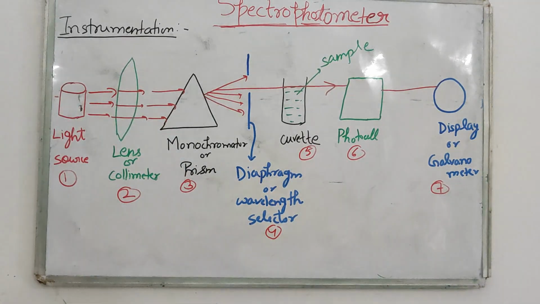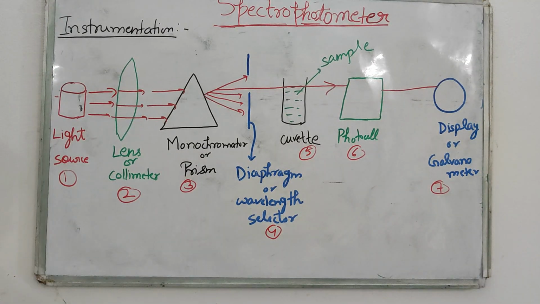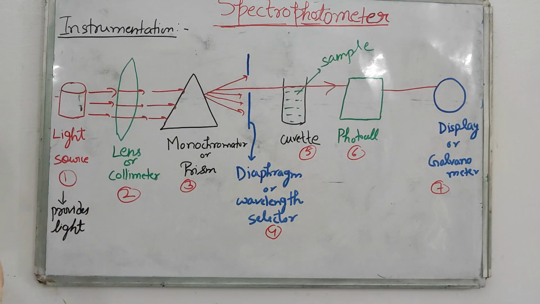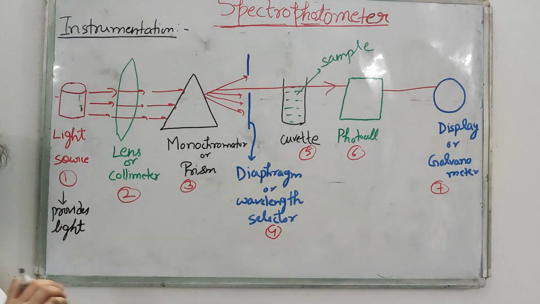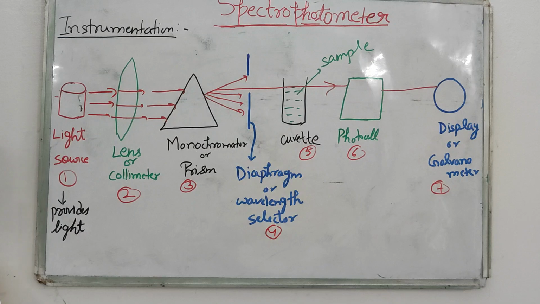Now we will discuss how these act and what is the function of all these. So light source. What is the function of this light source? This light source provides the light. To measure the concentration, we need light of a particular wavelength. So the main function of the light source is that it provides the light.